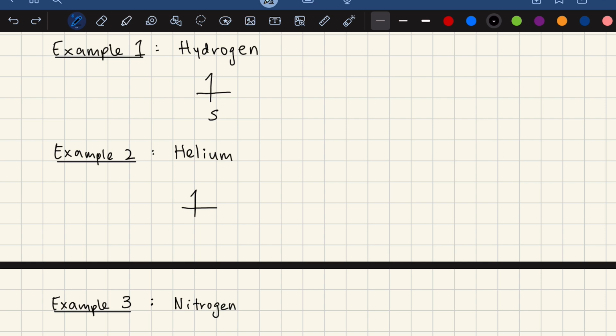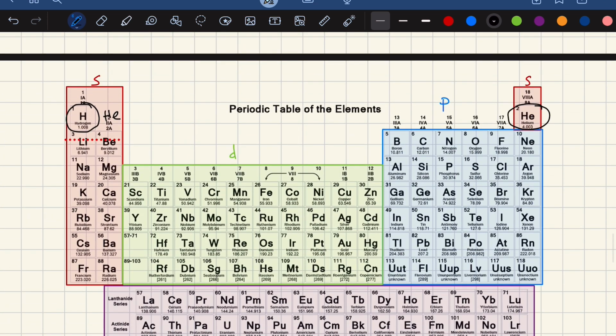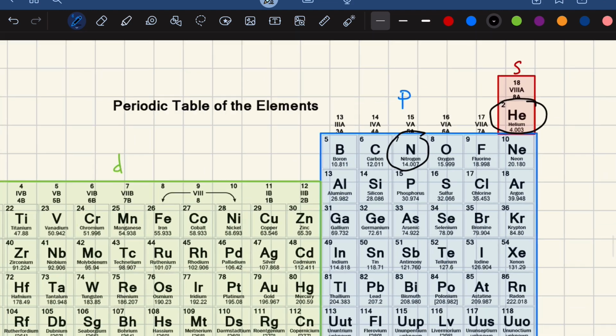So yeah, 1 up, 1 down always. Okay, moving on. Nitrogen. So where's that? That is over here in our second row of the table.